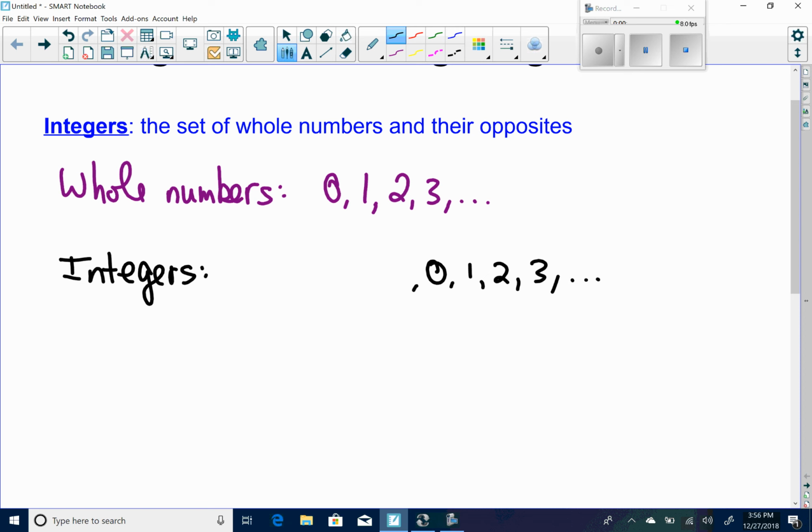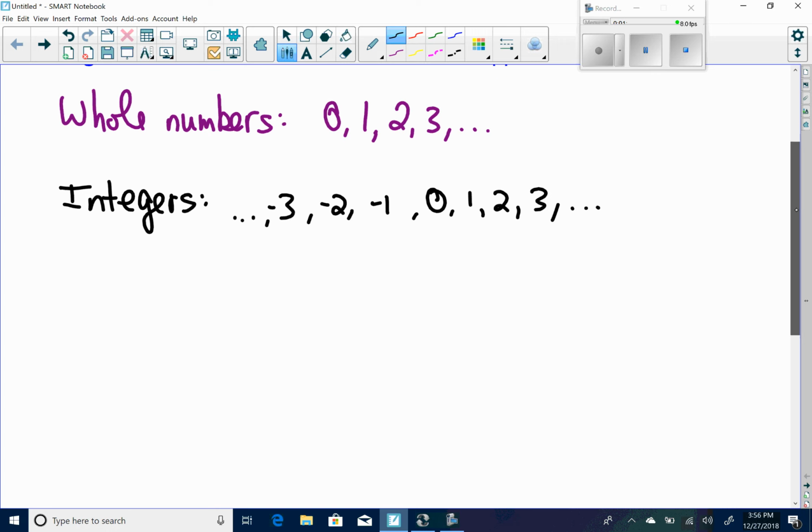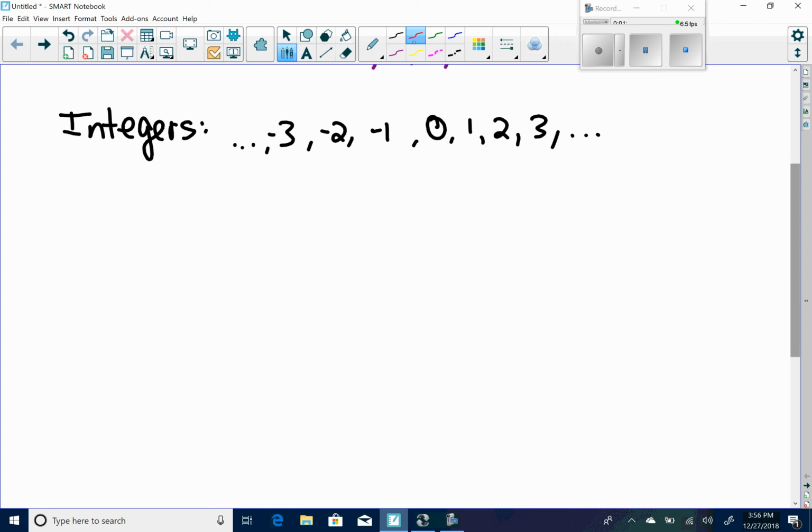Well, 0 doesn't have an opposite, so then we go to positive 1. The opposite of a positive 1 is a negative 1. The opposite of a positive 2 is a negative 2. The opposite of a positive 3 is a negative 3, and so on. So this is a set of numbers that we'll be taking a look at as we add and subtract.